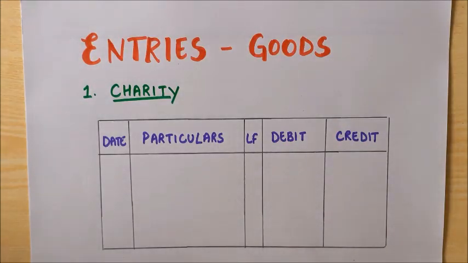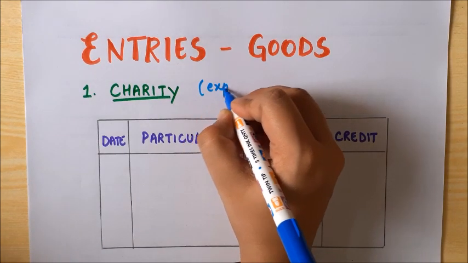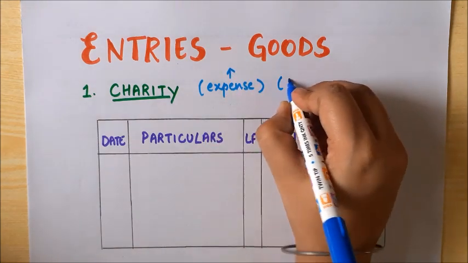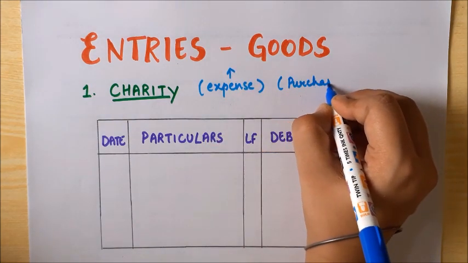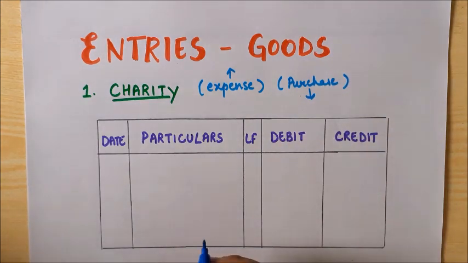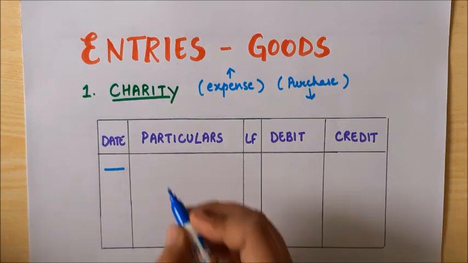Let's discuss some of the important entries related to goods. The first entry is charity. Charity is something that you give in donation, so it is an expense for the organization and expenses are increasing. So we will debit charity, and your goods are decreasing. You will not credit sales. Why? Because you're not selling the goods. So here we will take purchases.